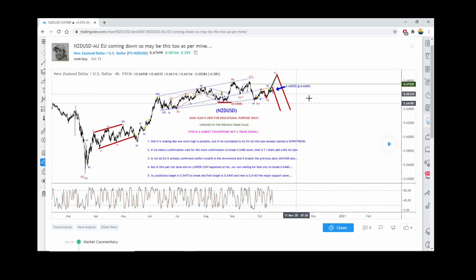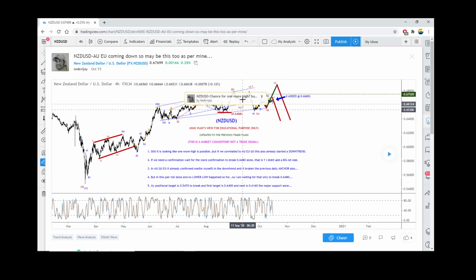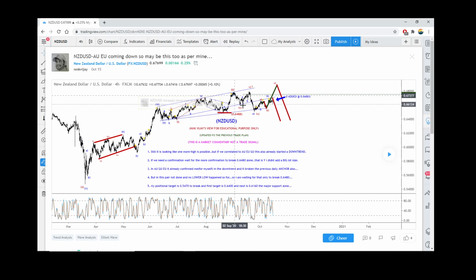See, this is October 15th. I had posted whether this 1, 2, 3, 4 is ended here or this could be here, A, B, C, and there is a lot of chance for making one more high, right? But in this pair, no lower low has happened so far. I'm waiting for it to break 0.6480. This low is not yet broken. So that is why I'm doing small lots, not bigger lots.